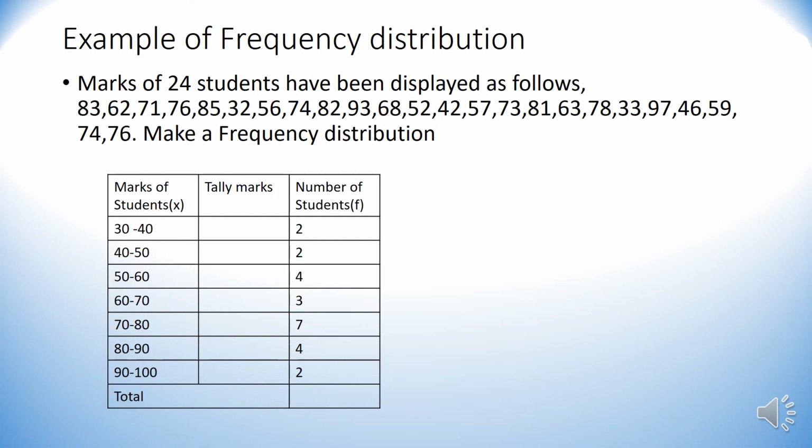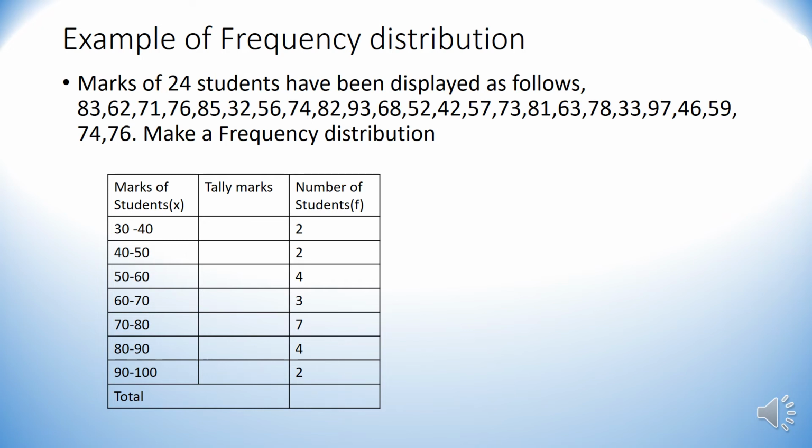And I have stopped my class intervals at 100 only, because the maximum observation among these 24 numbers is 97, and it is not exceeding that. We are not going to have any observation beyond 100. Therefore, we are going to make only the class intervals from 30 to 40, 40 to 50, like that.